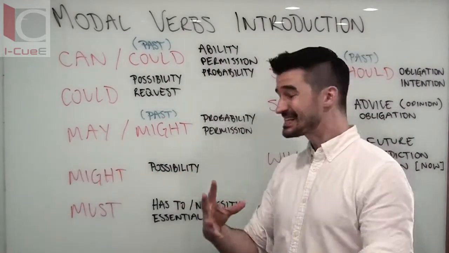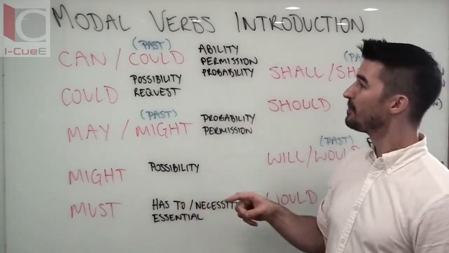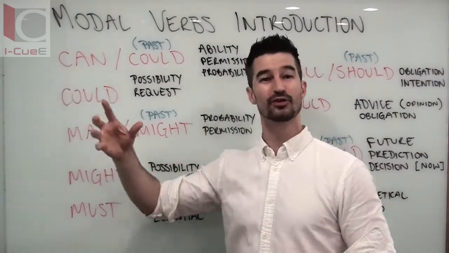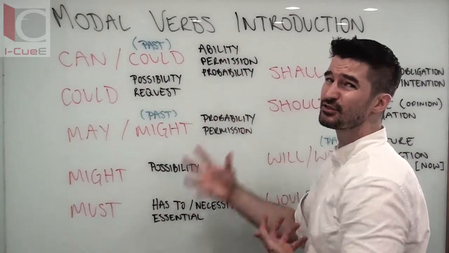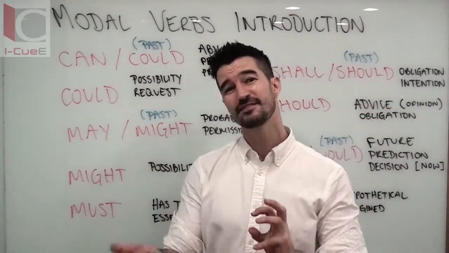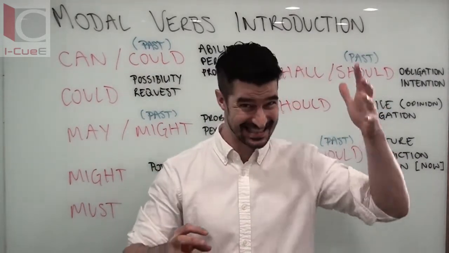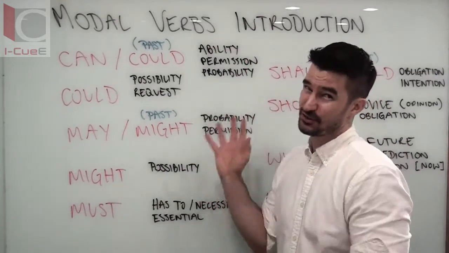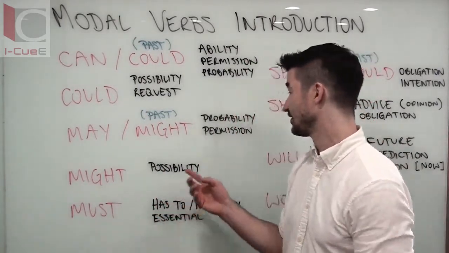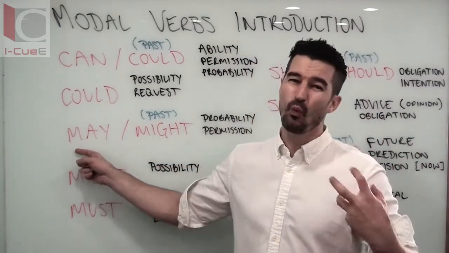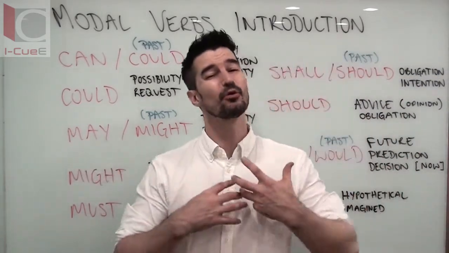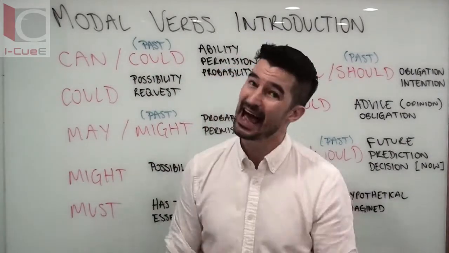May, similarly, is used for probability. It's kind of like a more formal or a little bit softer version of can. Many of these relationships are very similar. Only a few of them are going to be really set apart as distinct. A lot of them, as you'll notice, have the same kind of meaning here. Probability and permission. And again, may is one of those words that is seen as a little bit more formal, a little bit more polite.